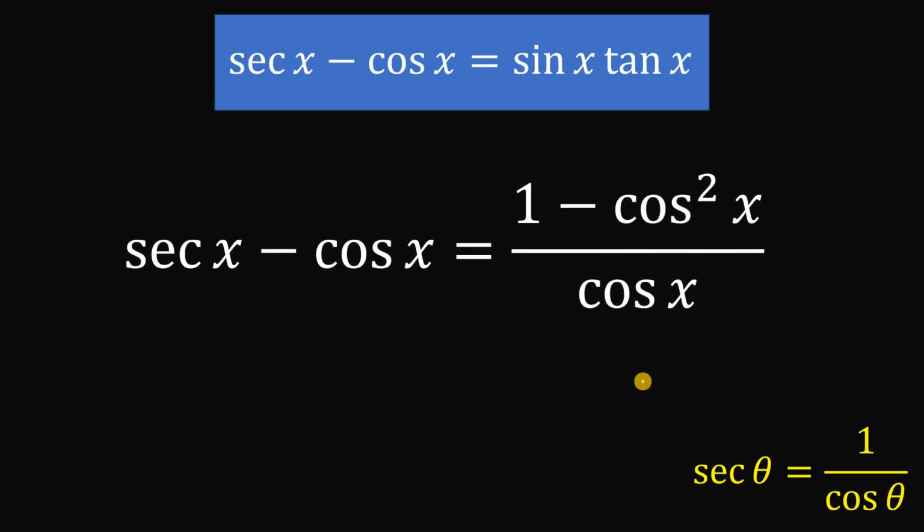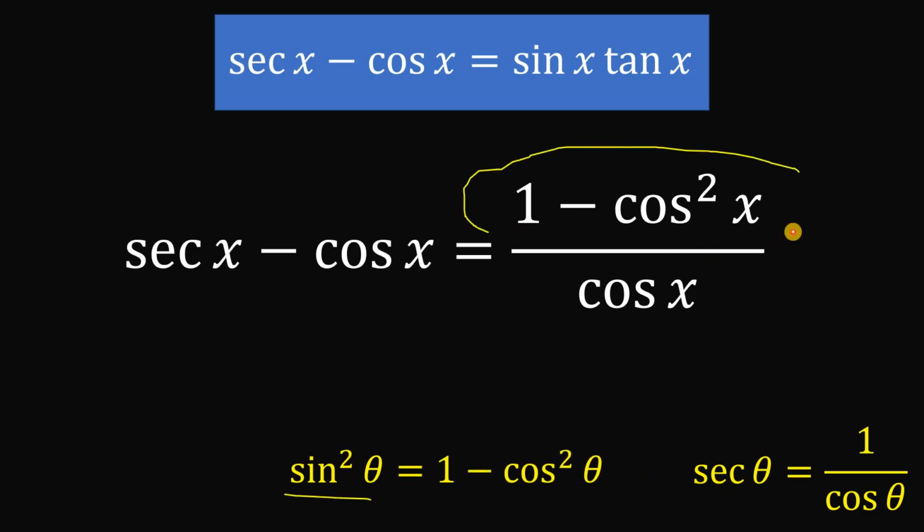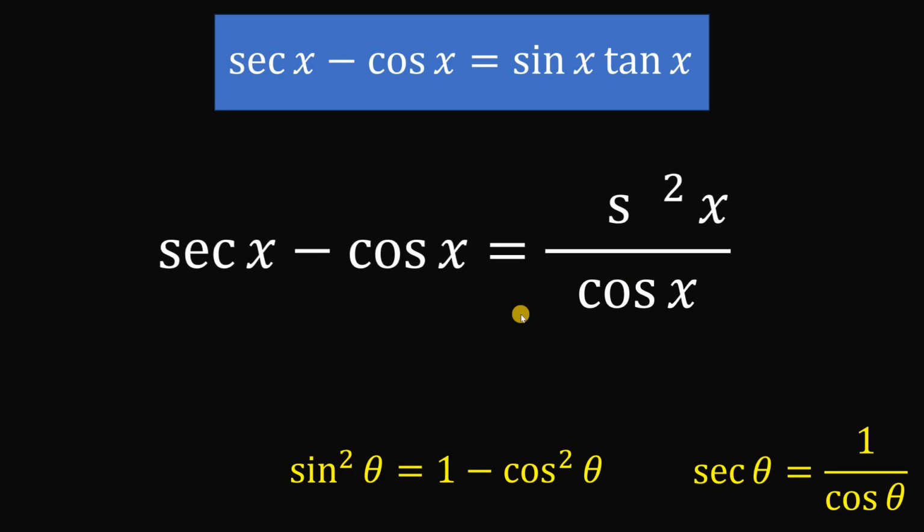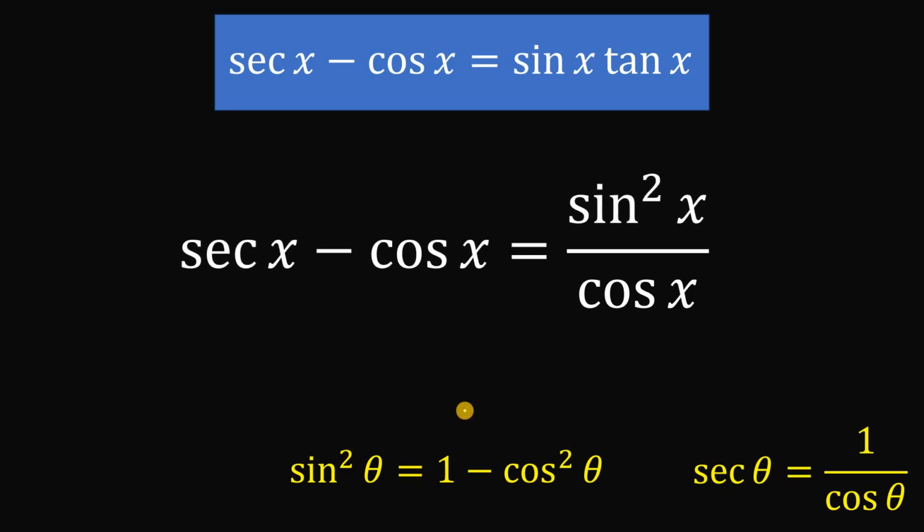Now at this point, we will use another identity, which is the Pythagorean identity. So sine squared theta plus cosine squared theta equals 1. Now take note, when we subtract cosine squared theta on both sides, we get that sine squared theta equals 1 minus cosine squared theta. So 1 minus cosine squared x must be the same thing as saying we have sine squared x. So using this Pythagorean identity.